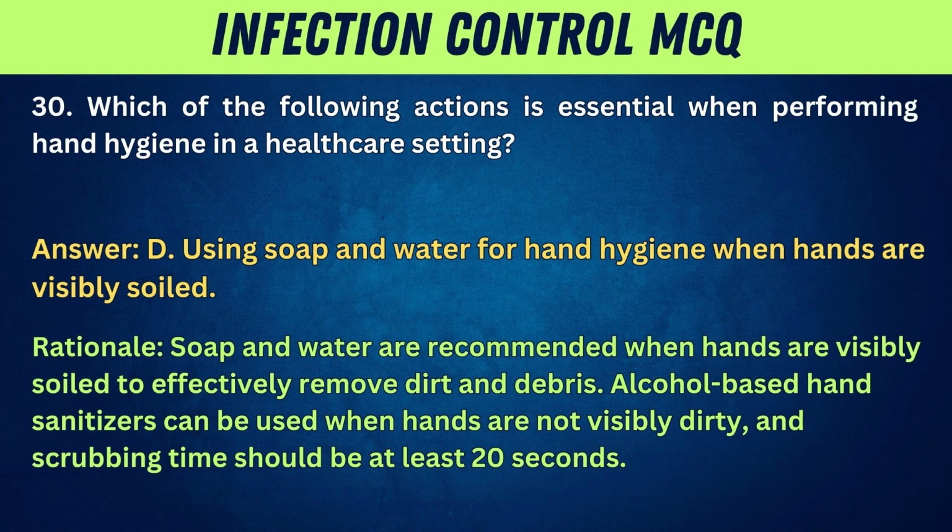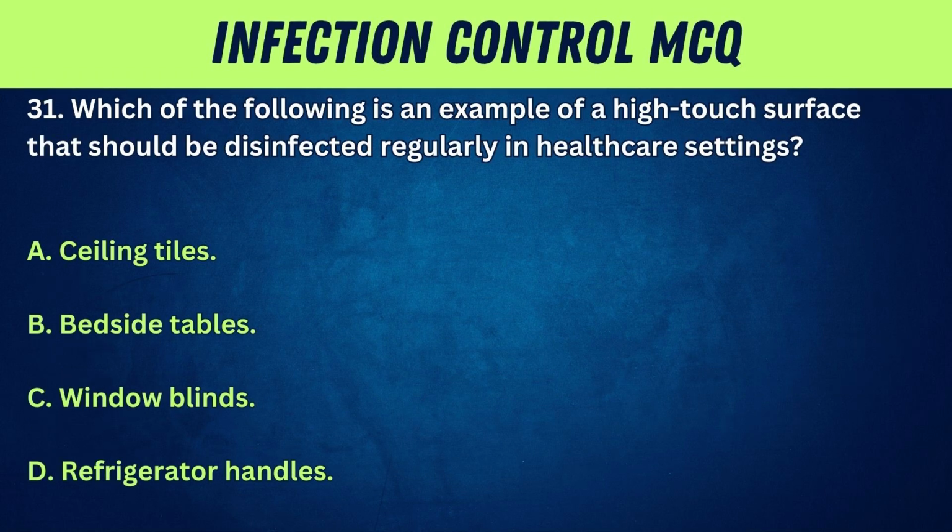Rationale: soap and water are recommended when hands are visibly soiled to effectively remove dirt and debris. Alcohol-based hand sanitizers can be used when hands are not visibly dirty, and scrubbing time should be at least 20 seconds.